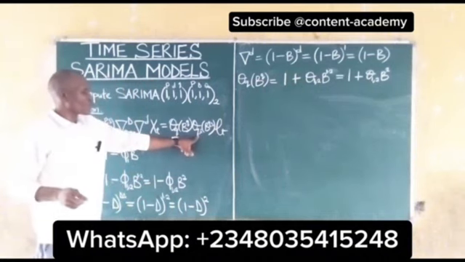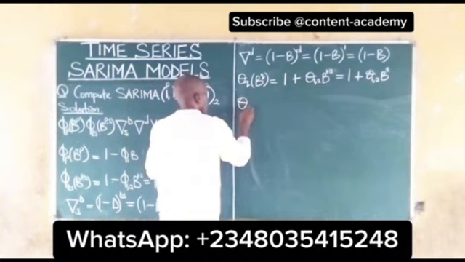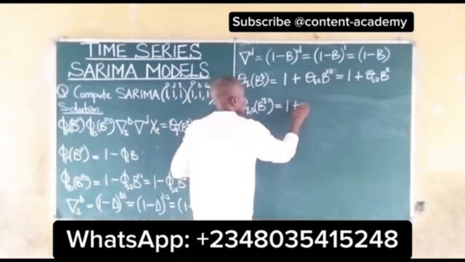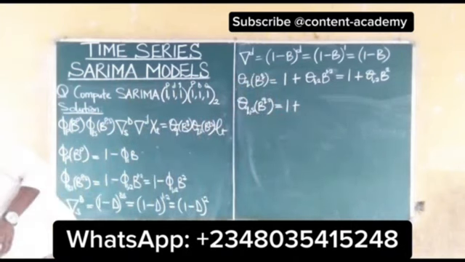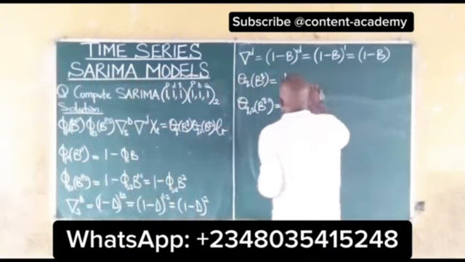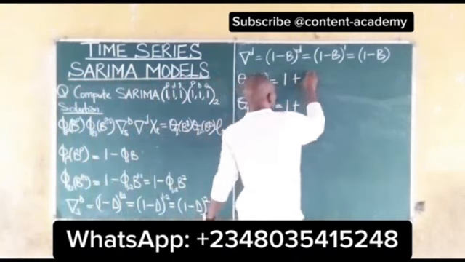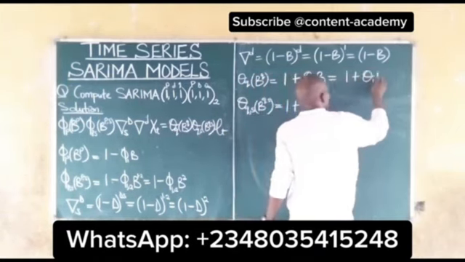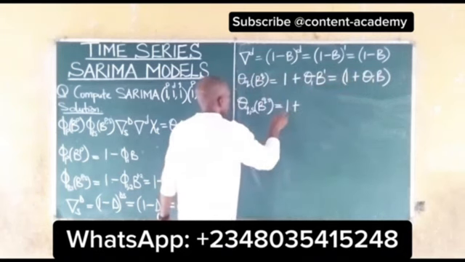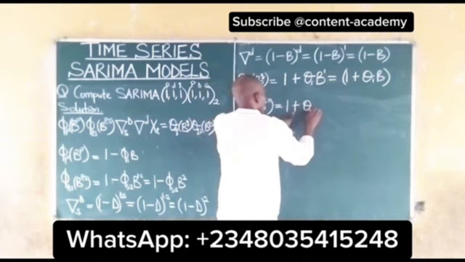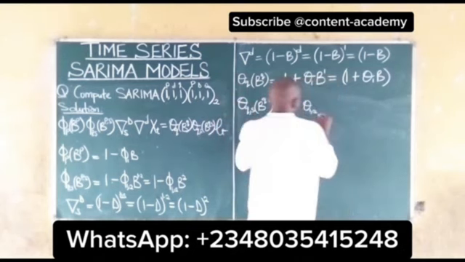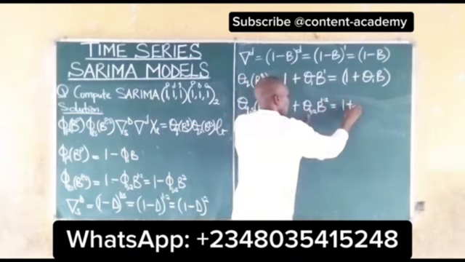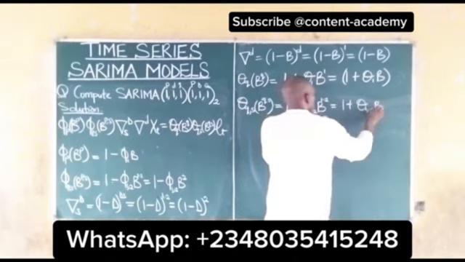We also have the moving average with seasonality. So we have Theta_q(B). This part is the part with non-seasonality. The part with non-seasonality is just theta_1(B), which is equal to 1 plus theta_1 B, B raised to the power of 1. Now the one with seasonality is Theta_{1,S}, S is 2, which is our seasonality. Now we have B^{1 multiplied by S}, which is 2, the same thing as 1 plus Theta_{1,2} B squared.